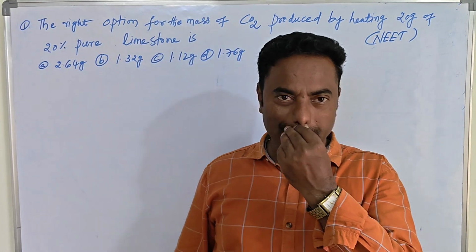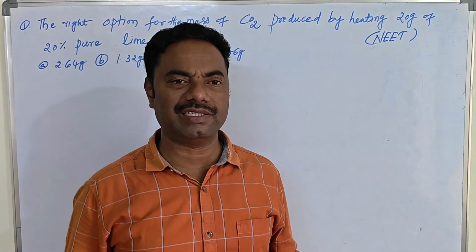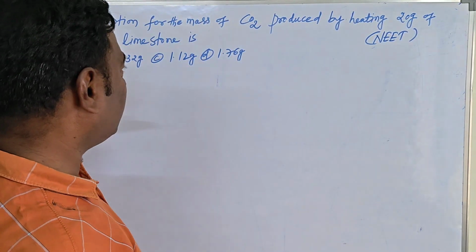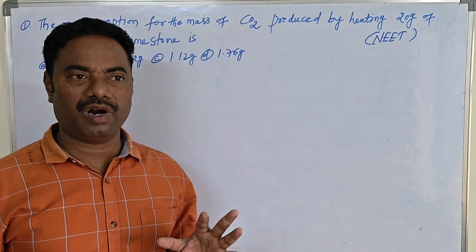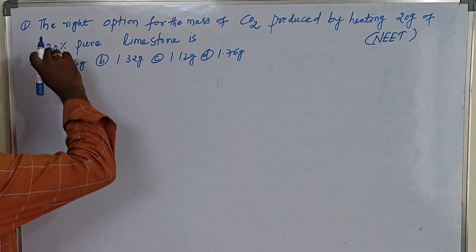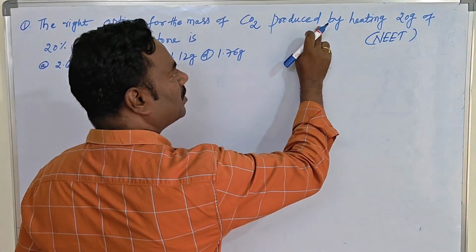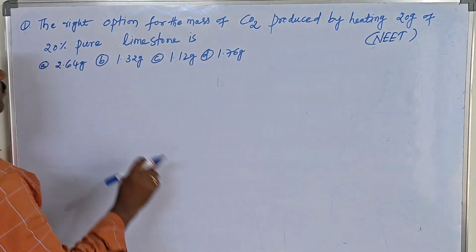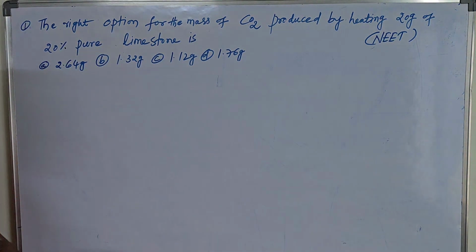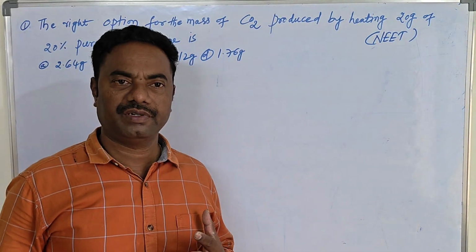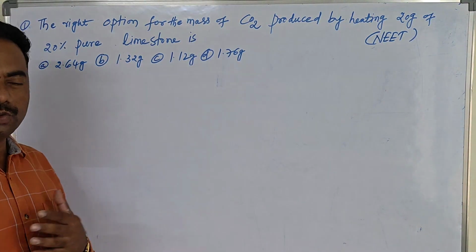This is a neat problem. Here problems are very easy if you know the basic concepts. First read the problem, try to understand what they are asking, what they are given. The right option for the mass of CO2 produced by heating 20 grams of 20% pure limestone is, what is the right option? They are asking about CO2. They are given the information regarding limestone.